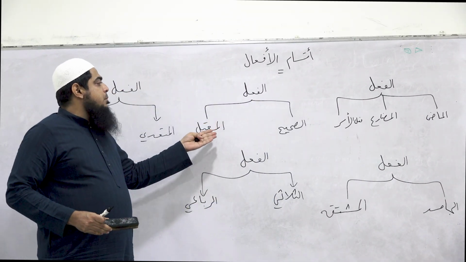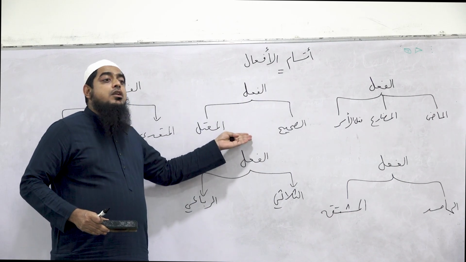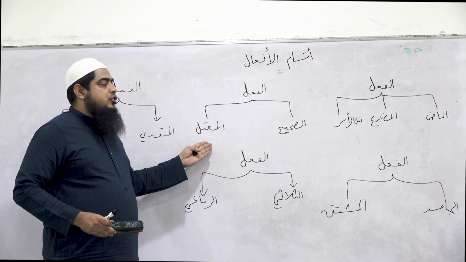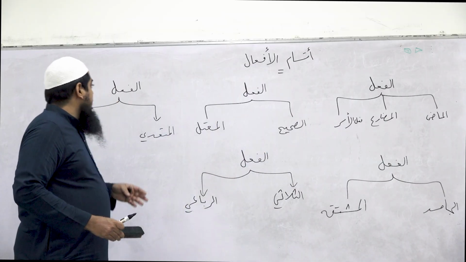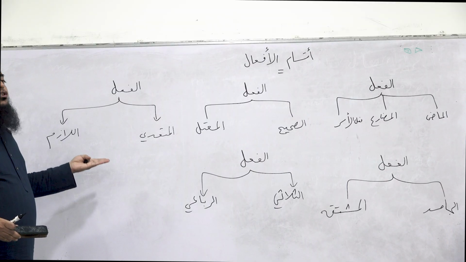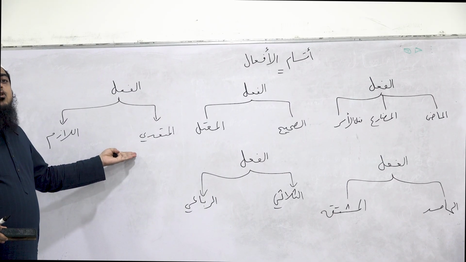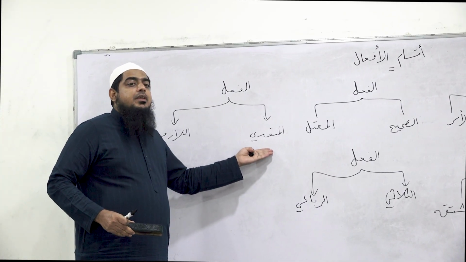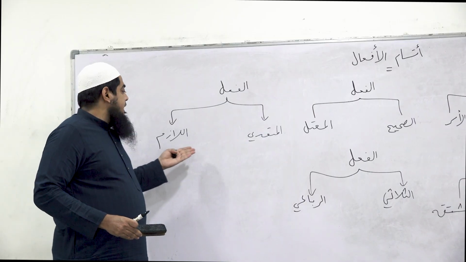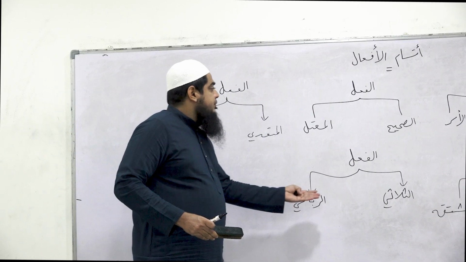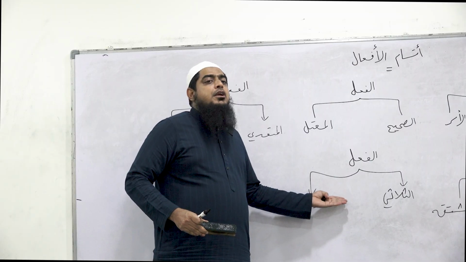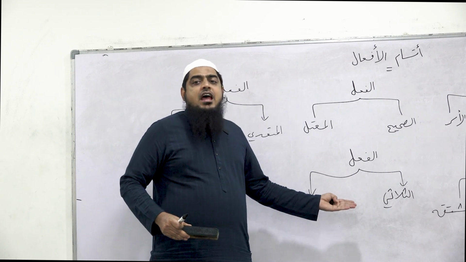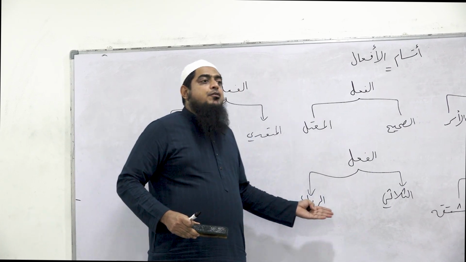Here, fi'l can be classified into 2, Sahih and Mu'tal, depending on huruf al-illa. If it is having huruf al-illa, then that is al-Mu'tal. If it's not, then it's Sahih. Al-fi'l al-muta'addi, depending on what? Depending on maf'ulun bihi. If fi'l has maf'ulun bihi, then that is called al-muta'addi. If it does not take any maf'ulun bihi, then that is al-lazim. This classification, al-fi'l al-thulathi or rubai, depending on what? Depending of number of letters in a given verb. If it is having 3, that is thulathi. If it is having 4, that is rubai.